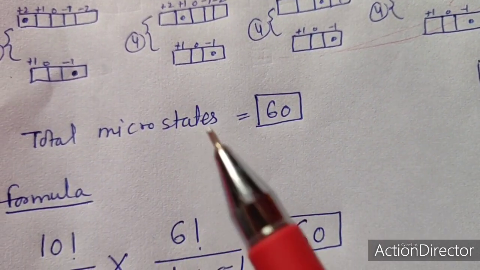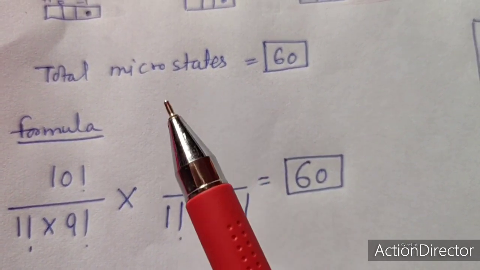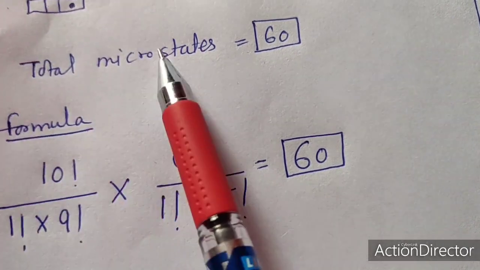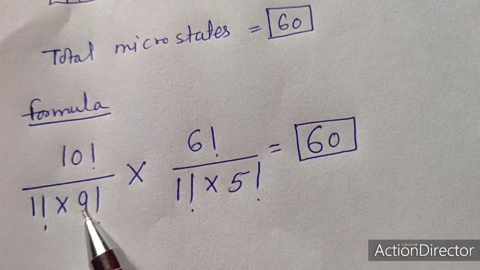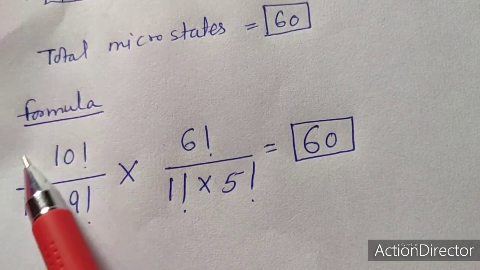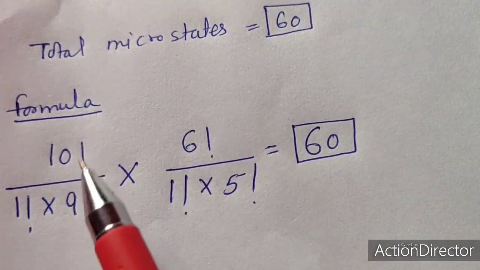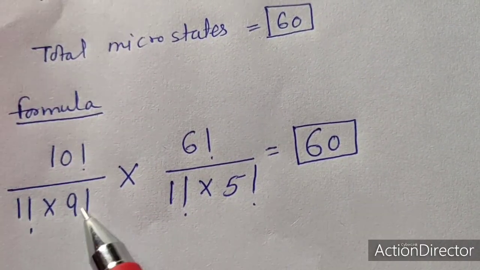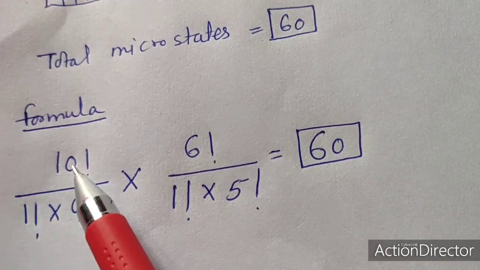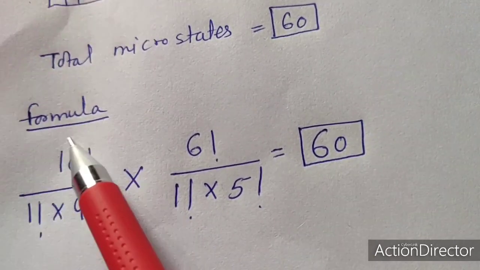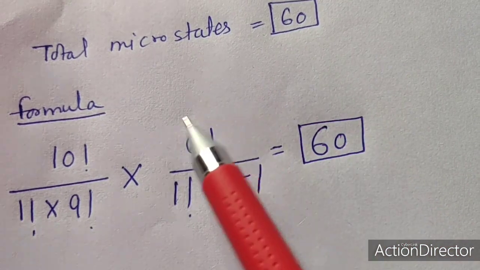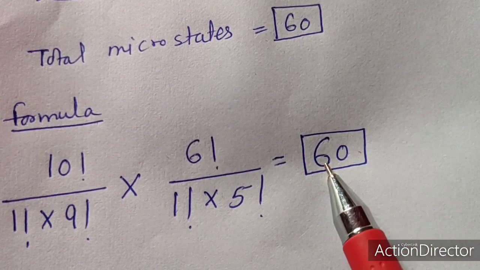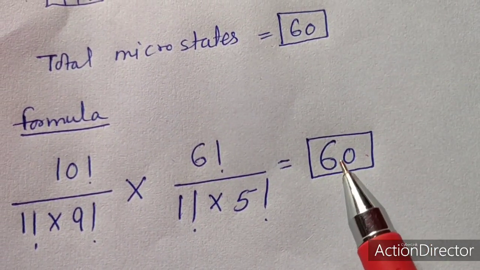This is the possible maximum number of arrangements that an electron can have in a particular orbital. So the total number of microstates is 60. It can be calculated with the help of a formula. This is for the d electron and this is for the p electron. If this is the d1 configuration, the value becomes 1, so this is 10 minus 9, where 10 is the maximum number of electrons that can enter the d orbital. So this is equal to 10 and this is equal to 6. So 10 into 6 is equal to 60. So the number of microstates is 60.